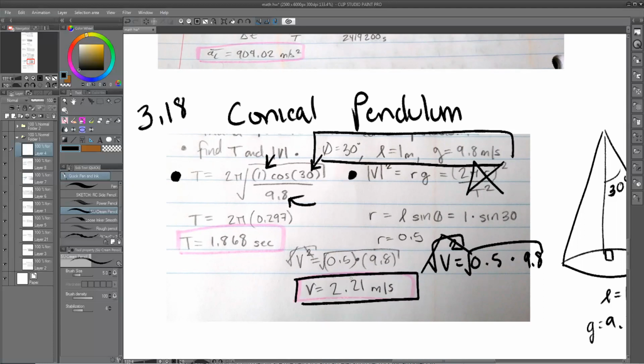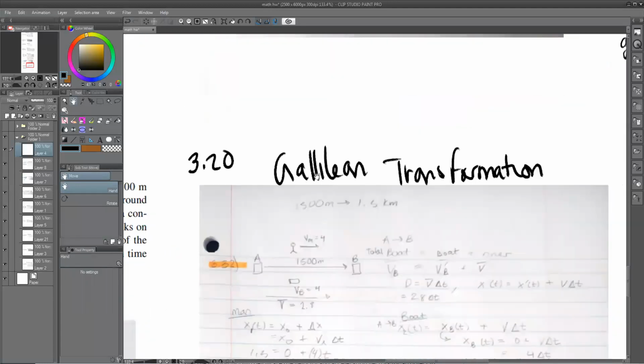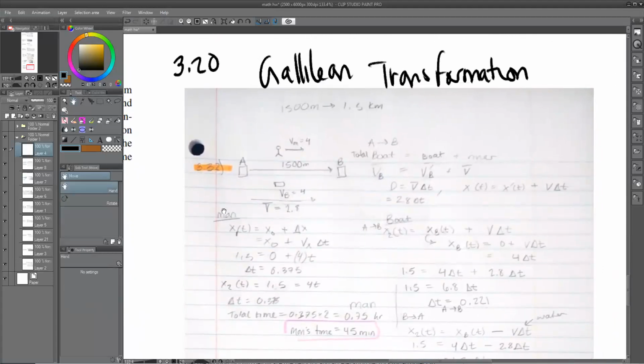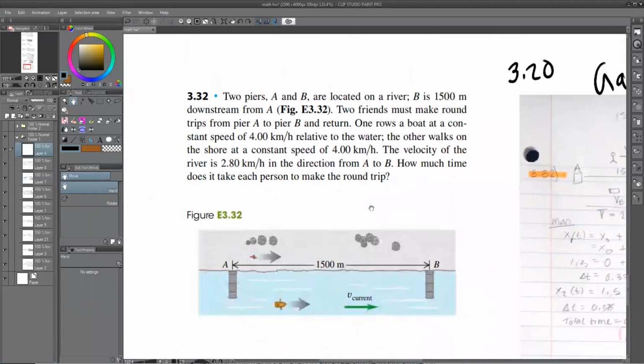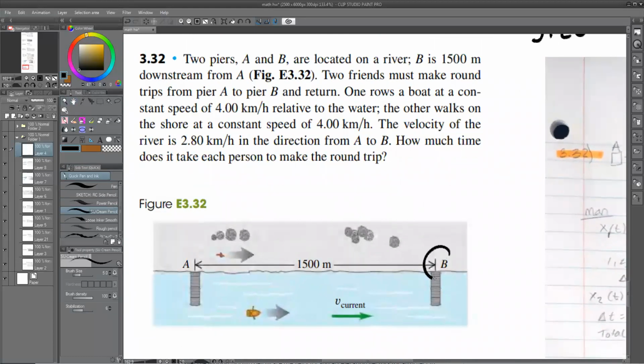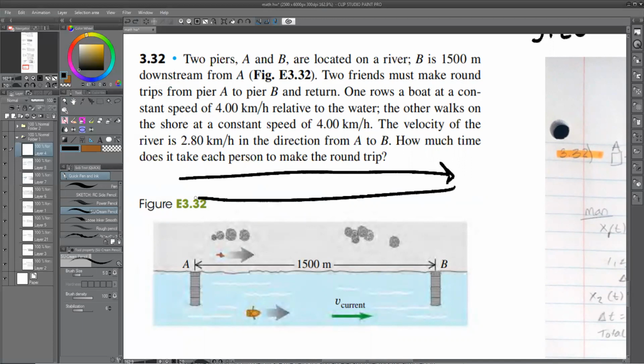And it's pretty self-explanatory, pretty easy. Our last problem, yay, is for Galilean transformation. This is 3.32 in the book. So let's see what the actual problem says. It says there are 2 piers, and they're located on a river. B is 1,500 meters downstream from A. B is over here. B's right there. And 2 friends must make round trips from pier A to pier B and return.